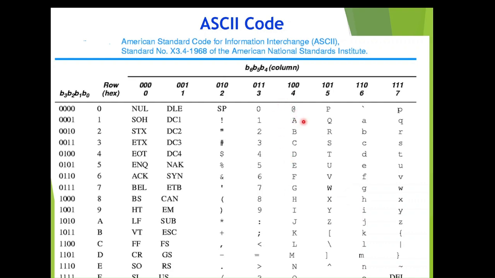So for example, if I take capital A, that is uppercase A, to represent it we have 100 0001. In hexadecimal, we represent it as 41. Similarly, for lowercase a, we have the code 110 0001, or in hexadecimal, it is 61. Like that, we have the ASCII code.